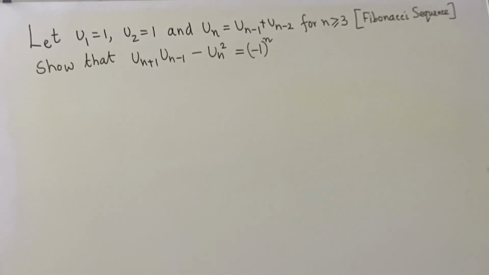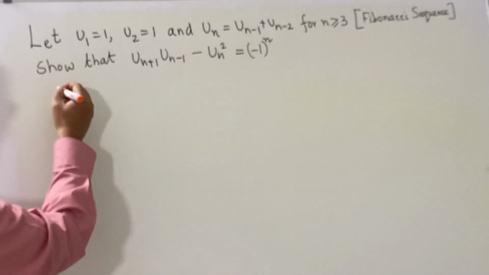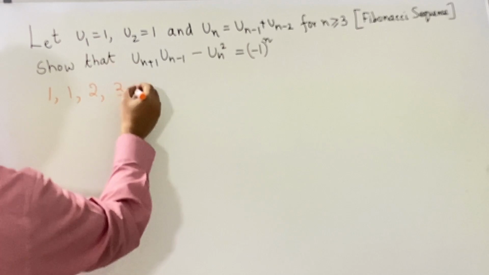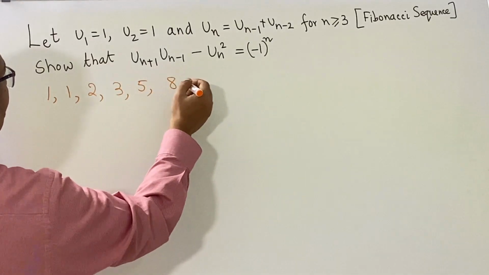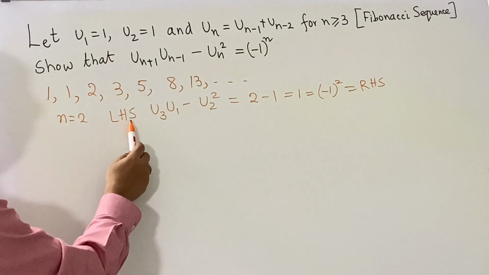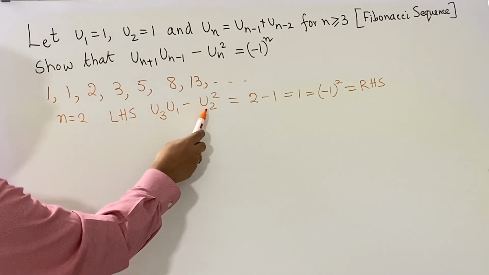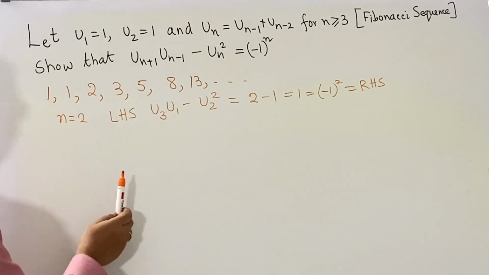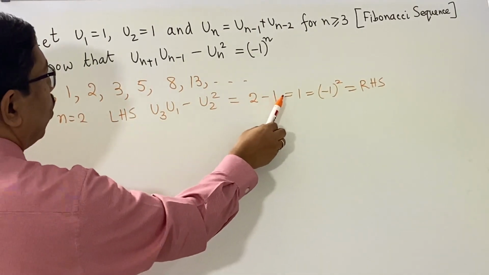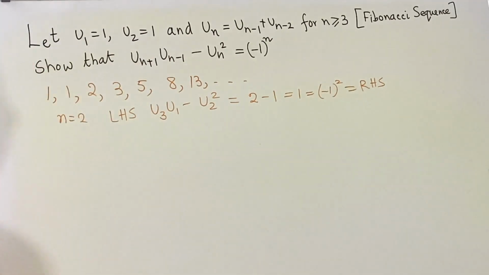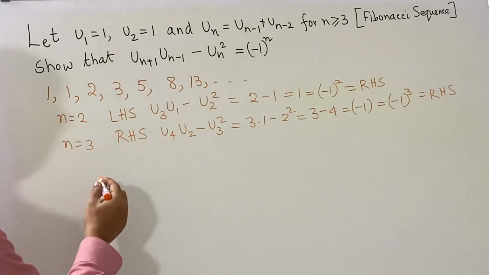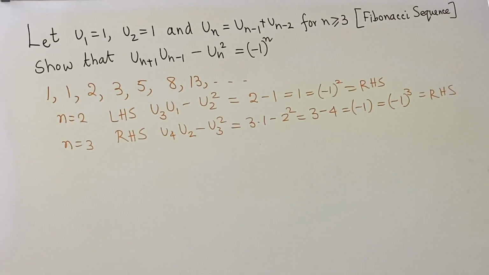Now, if we write down the first few terms, you have 1, 1, 2, 3, 5, 8, 13 and so on. When n is equal to 2, we can directly verify: LHS is u_3 u_1 minus u_2 squared, putting n equal to 2 here. u_3 is 2, u_1 is 1, u_2 is 1, so you get 2 minus 1, which is 1, and you can write 1 as (-1) squared. Again, for n equal to 3, through direct computation, we see that the equation holds.